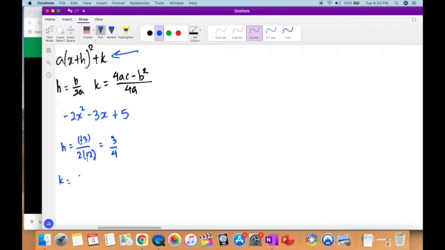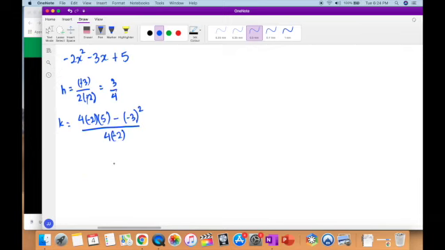k is 4 times a, which is negative 2, times c, which is positive 5, minus b, which is negative 3, squared, all over 4 times a, which is negative 2. Right? So k is going to end up being, and I promised I would not go scrappy, it's going to be scrappy anyway, right?